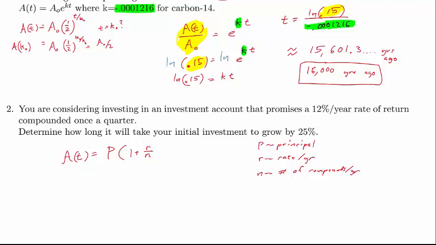Compounded monthly, N is 12. If it's compounded quarterly, N is 4, and so forth. And this will be raised to the NT. And T is in years, years into the term, or it could just be the total term, if we're looking at it at the end.